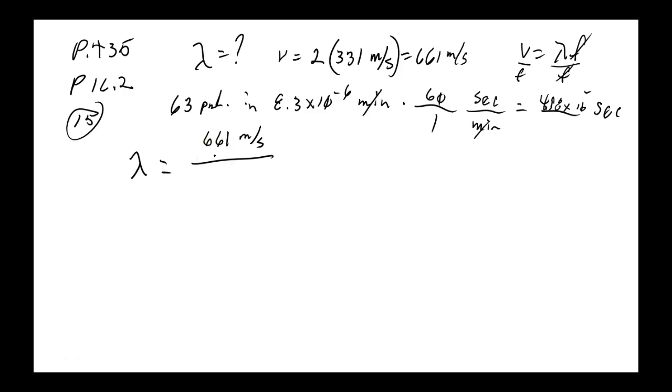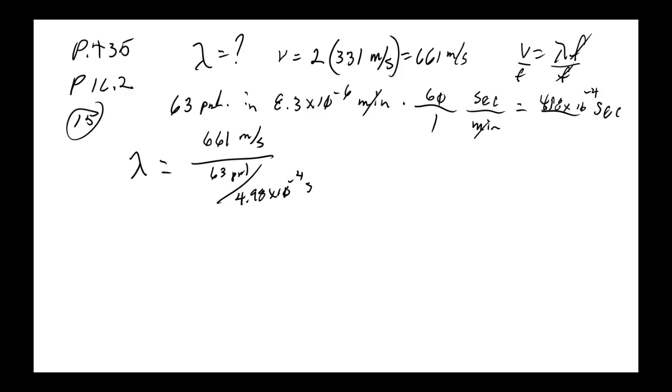No, that's time. It's 63 divided by that, pulses per second. So it's 63 pulses divided by 4.98 times 10 to the minus 4 seconds. Pulse isn't really a unit. This is just per second.